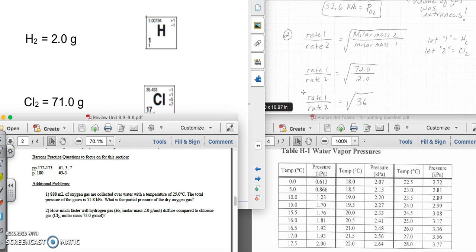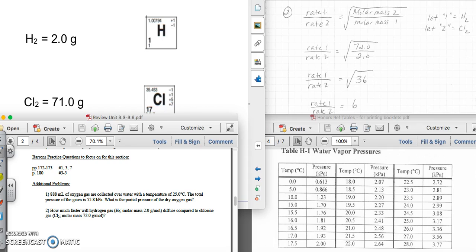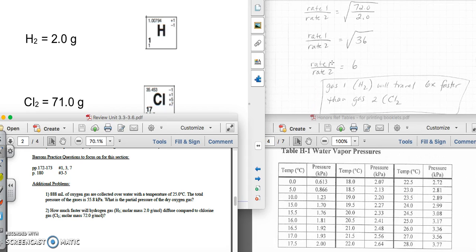We will then plug those into the Graham's law equation. The comparison of the rate of gas 1, in this case hydrogen, compared to the rate of gas 2, in this case chlorine, is equal to the square root of the molar mass of the second gas, in this case Cl2, divided by the molar mass of the first one, which is hydrogen. So we have 72 divided by 2, which is of course 36. We take the square root of that and that equals 6. So what that means is the rate of gas 1 is 6 times faster than the rate of gas 2. So the smaller molecule always travels faster. In this case, if you had to be quantitative and say how much faster, you plug in these masses to give you that ratio.